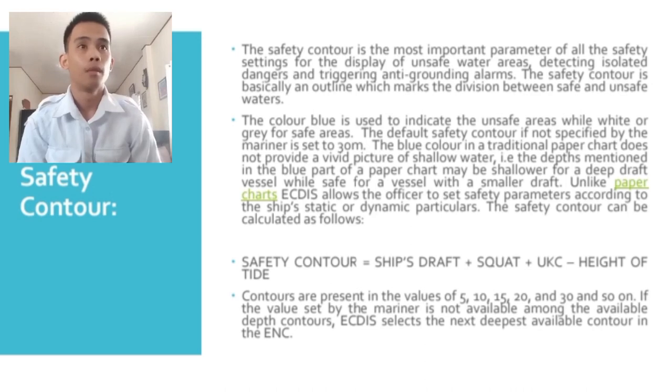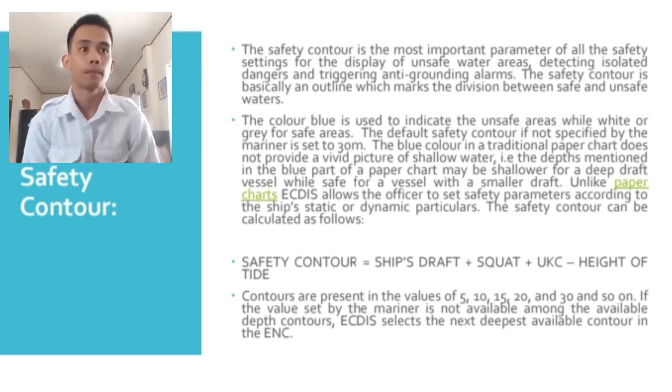The blue color on a traditional paper chart does not provide a vivid picture of shallow water, and the depths in the blue part of a paper chart may be shallow for a deep draft vessel, while safe for a vessel with a smaller draft. Unlike paper charts, ECDIS allows the officers to set safety parameters according to the ship's static or dynamic particulars. The safety contour can be calculated as follows.